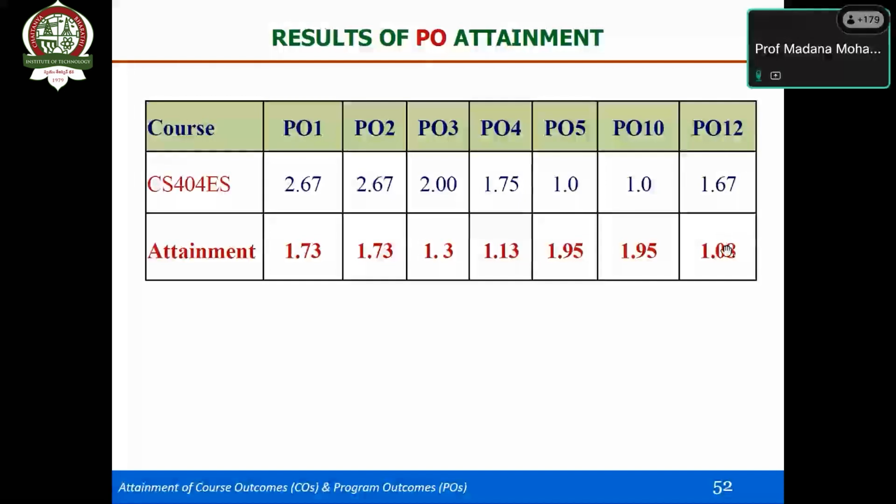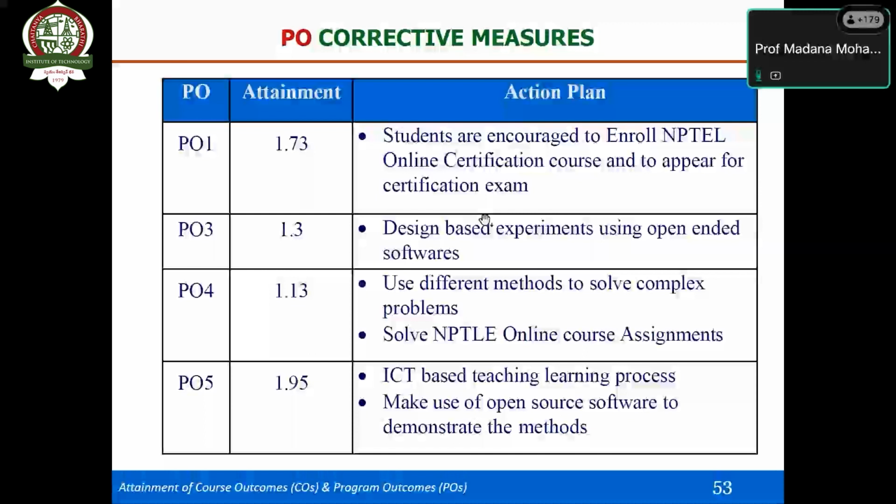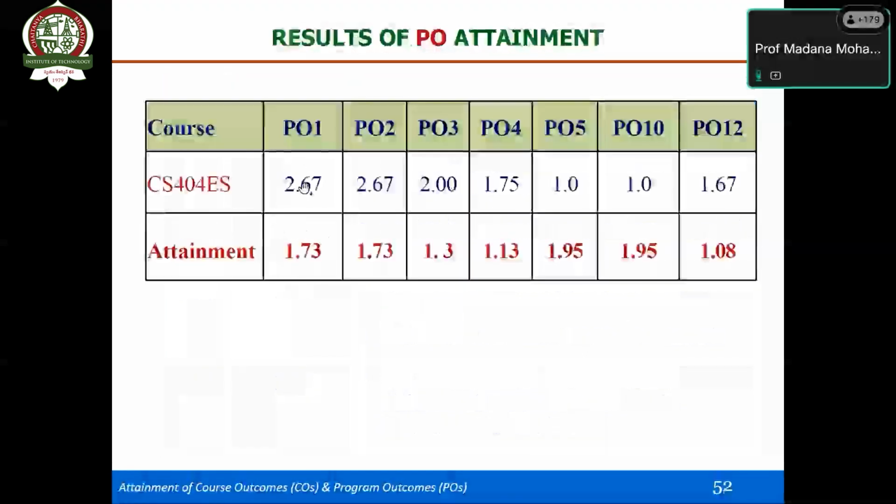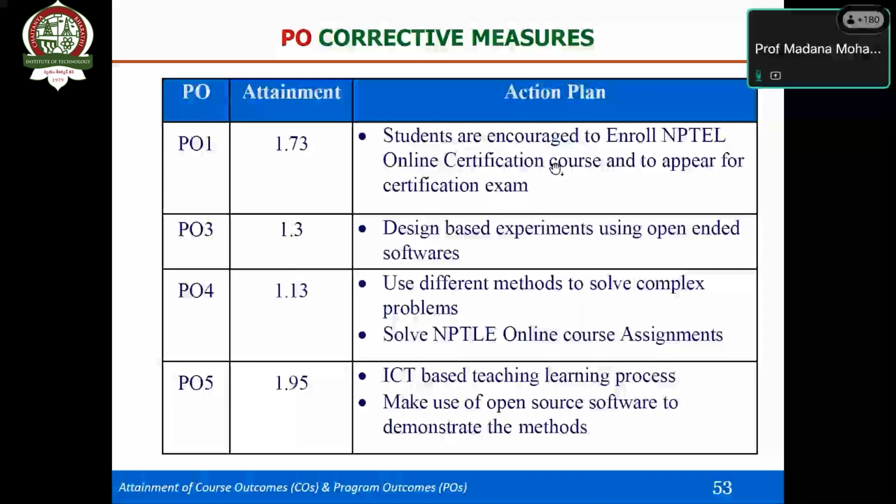Here 1.6 and 1.08. So whichever PO has not attained your target level, again you have to propose an action plan, like COs, how you propose. For example, PO1 1.73, but your weighted average is 2.67. It's not achieved 100%. You can propose some action plan. For example, to equip additional knowledge of the particular course, students are encouraged to enroll in NPTEL online courses and appear for certification exams.